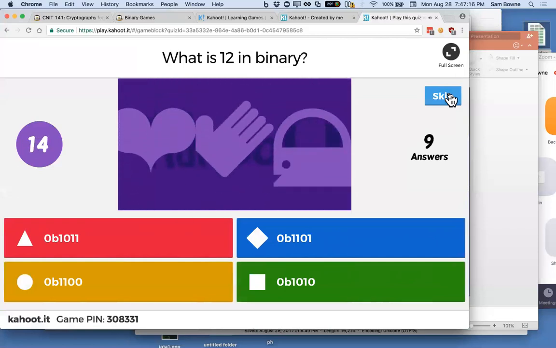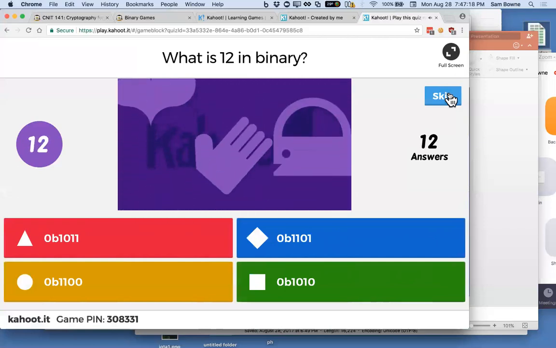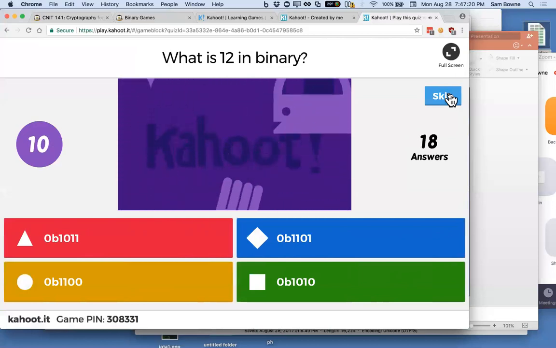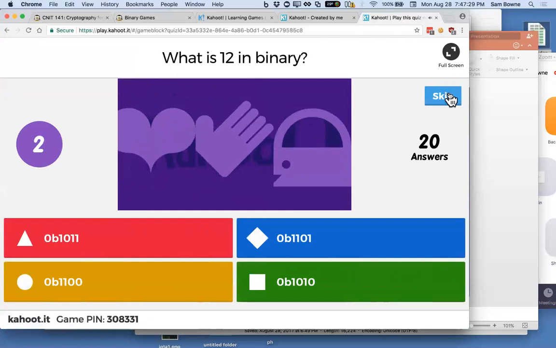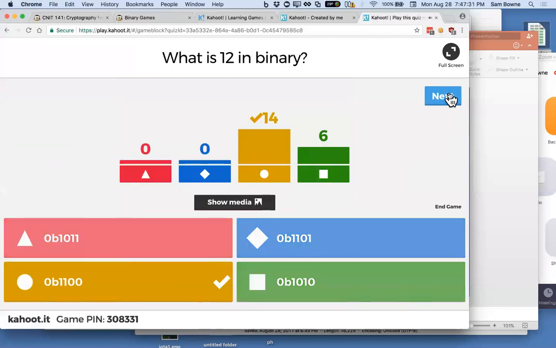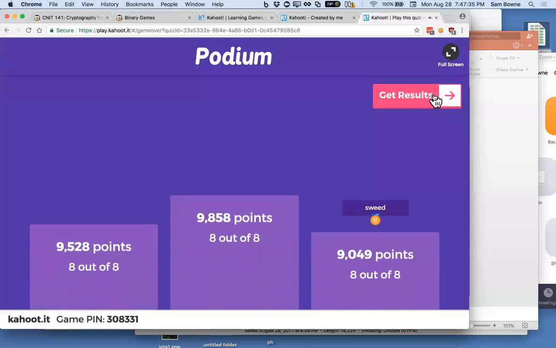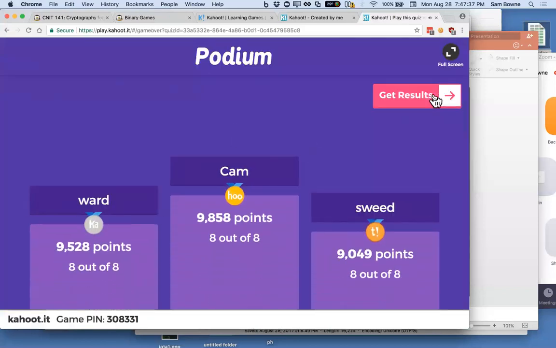I think they do have more than one music. Yeah, they probably paid somebody to write this music. So that's it. 12 is 1100. All right. So there's the winners. Ward and Cam. I've seen them before. Cam and Swede, they're all repeat winners. And Swede. All right. I think that's enough of this for today.